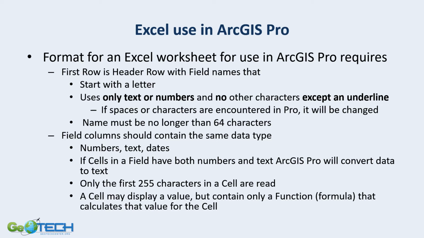Field columns should contain the same type of data. If you're creating data, it should be numbers or text or dates. Don't mix it up. If a field has both numbers and text, ArcGIS Pro is going to change everything within that field to text. There's a maximum of 255 characters in a cell. And a cell may display a value, but we're going to look at some ways where there's really a formula, one of the functions within the cell itself, rather than the value, and we'll see the difference.